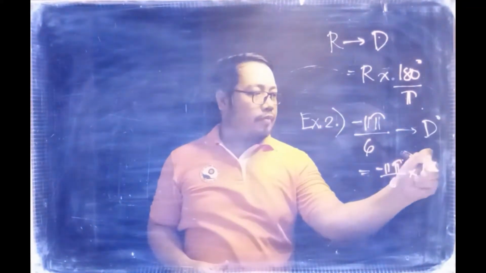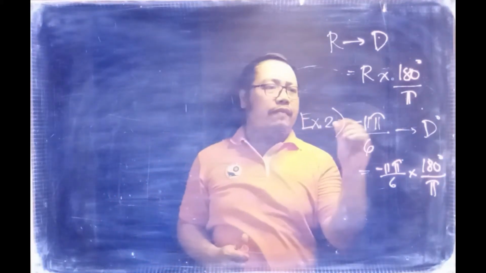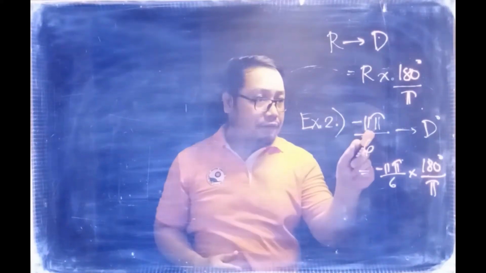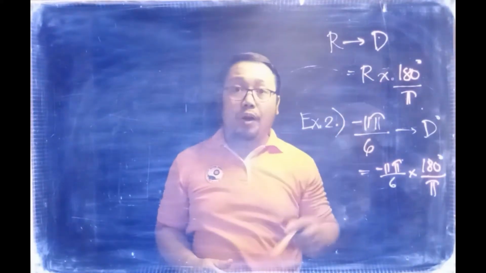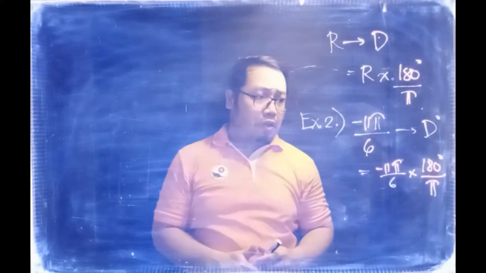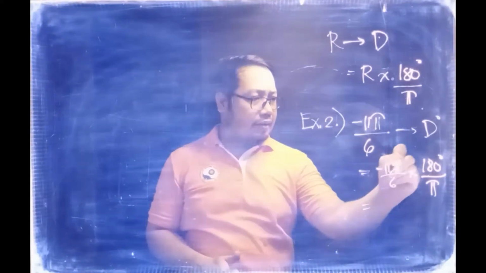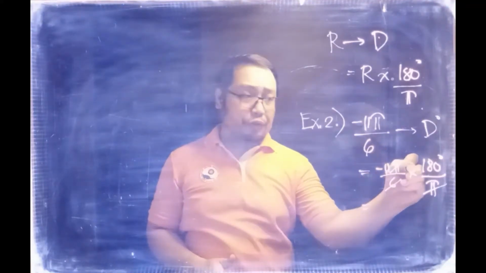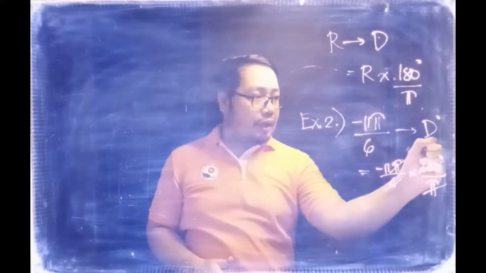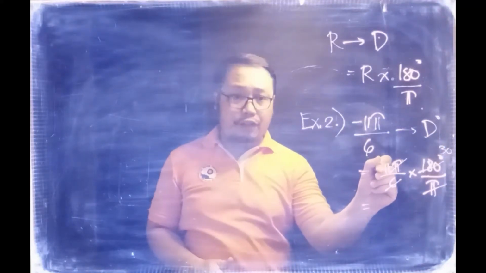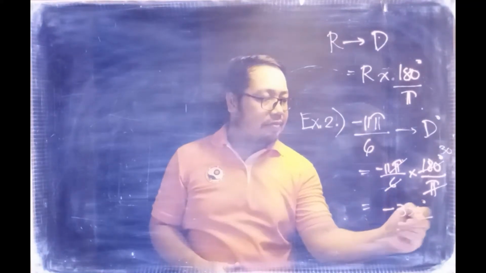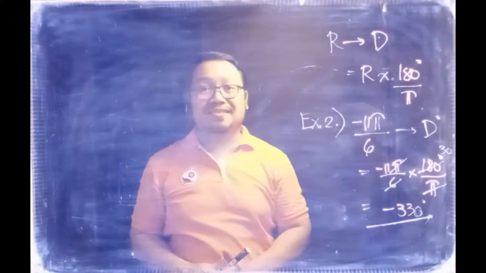Let's have another example. Given a negative 11 pi over 6, find the degree measure. So that given, multiply by 180 over pi equals, cancel pi, simplify 180, or 180 divided by 6 is 30. That 30 multiplied by 11 gives you a negative 330 degrees. And that is the answer.